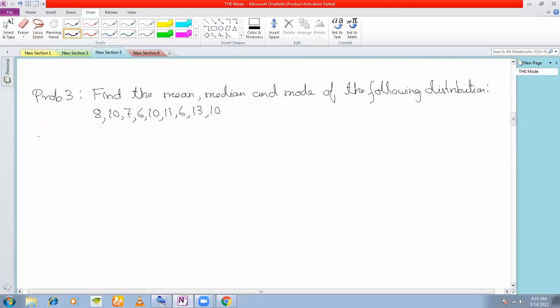Okay. Next type of problem is for a given set of observations, you need to calculate the mean, median, and mode, everything for this. Okay. So you write down the observations first. Now, first of all, we'll calculate the mean.